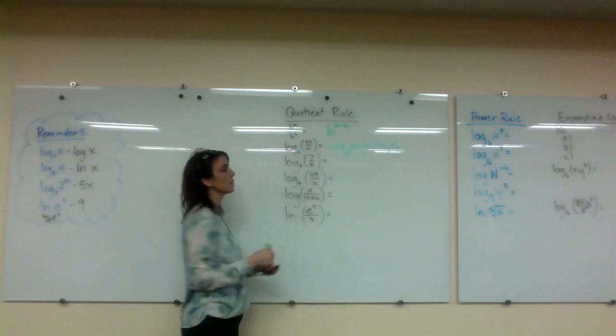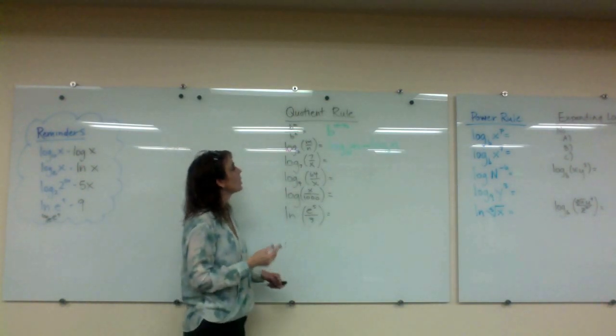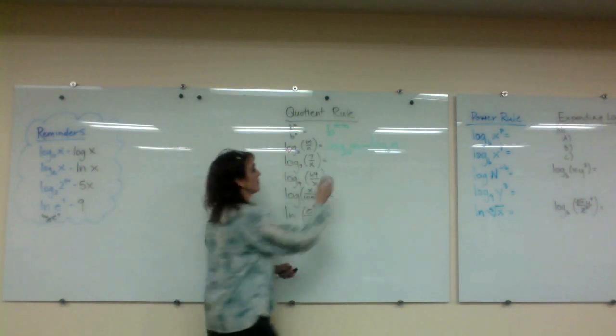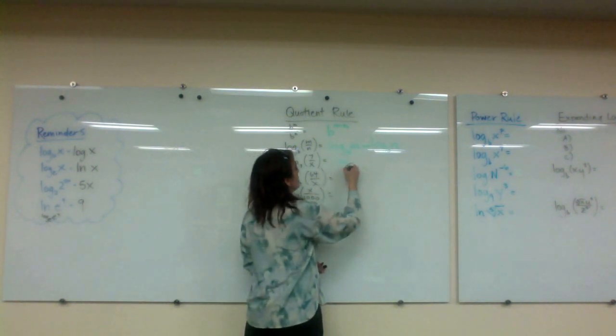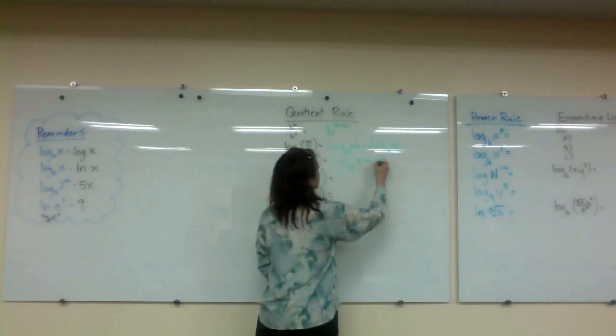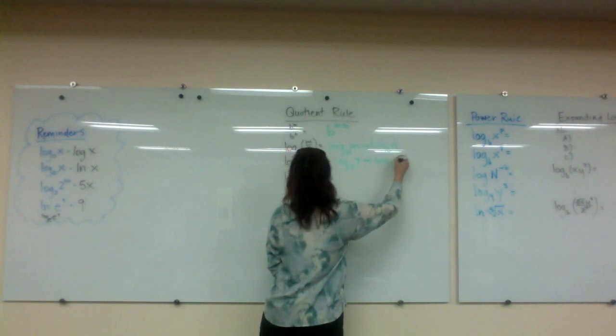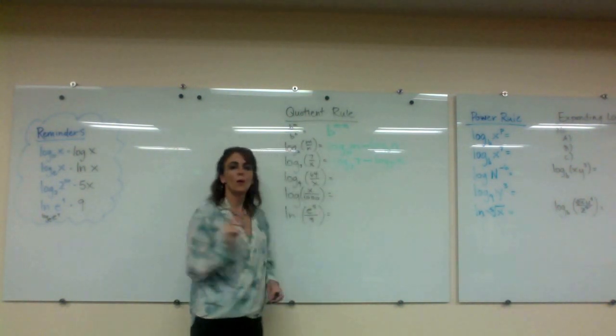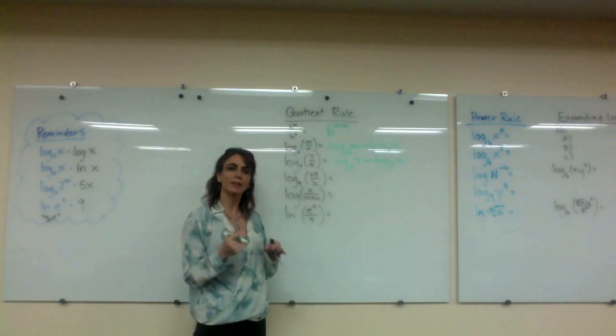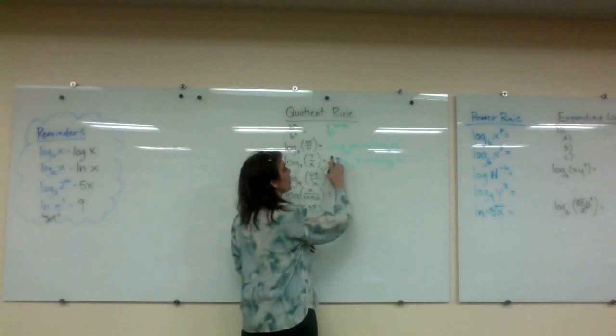So let's take this one and break it apart. Log base 7 of 7 minus log base 7 of x. Oh, that log base 7 of 7, they've got the same bases. What does this end up being?